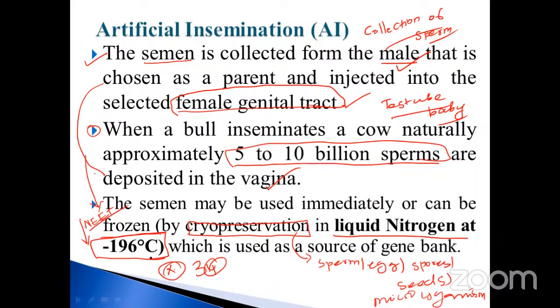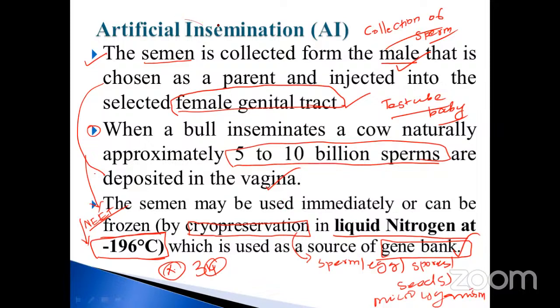Just go and check the question papers of 2017, 2018, 2019. The question is there: which is used as a source of gene bank? Why? Because they store in the gene bank. This point is very, very important.